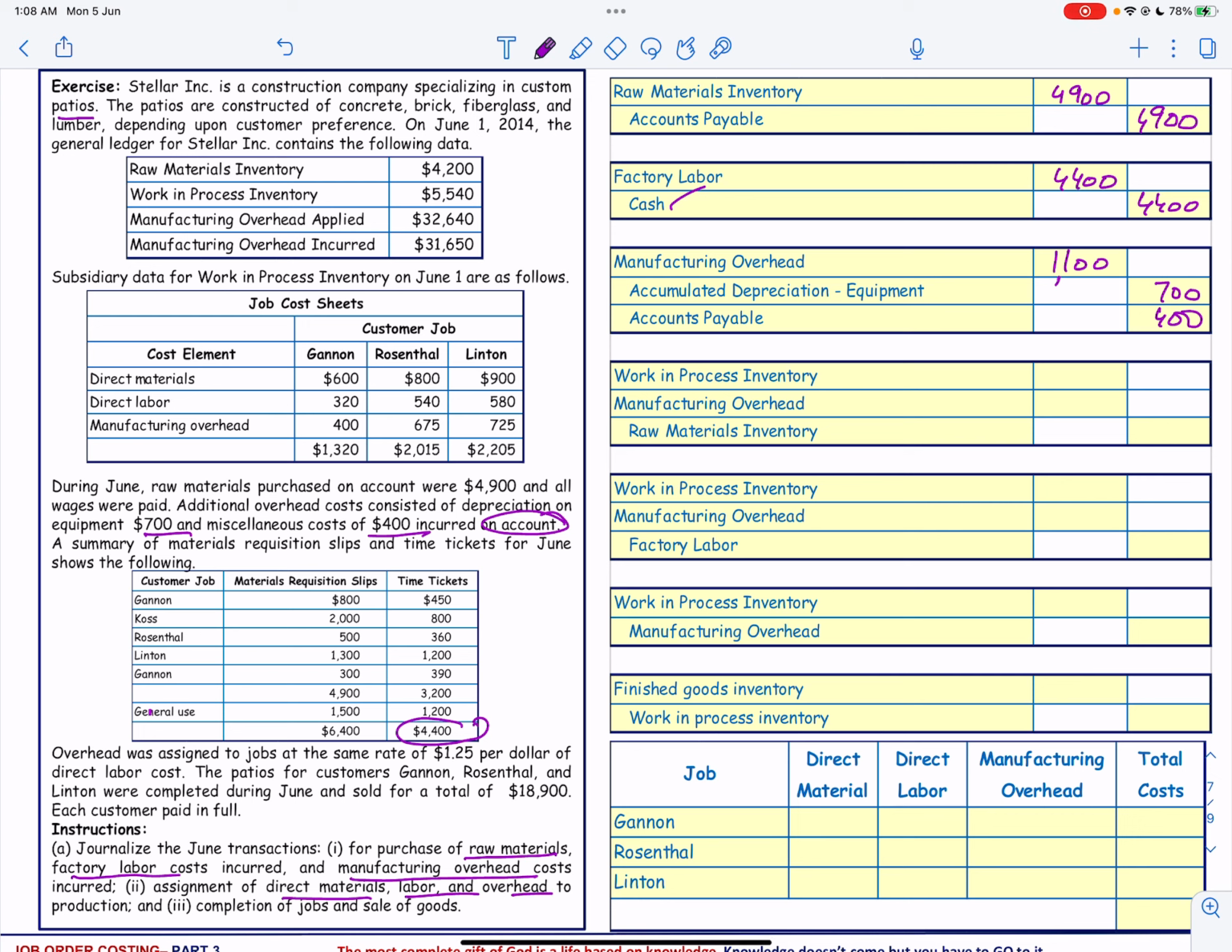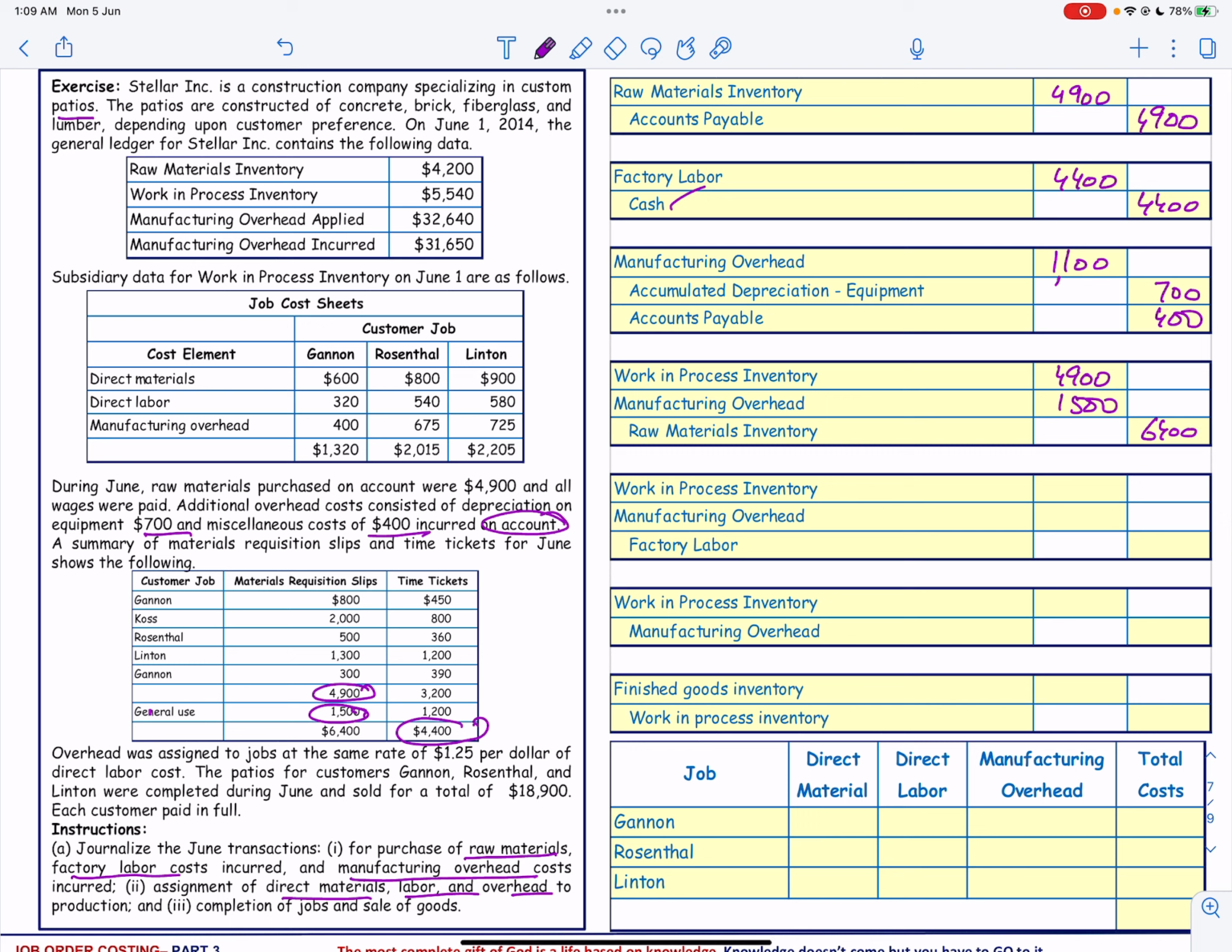Now for this we have the work in process for how much? We have work in process for 4,900. Then we have the manufacturing overhead of 1,500, and raw material inventory will be credited by 6,400.